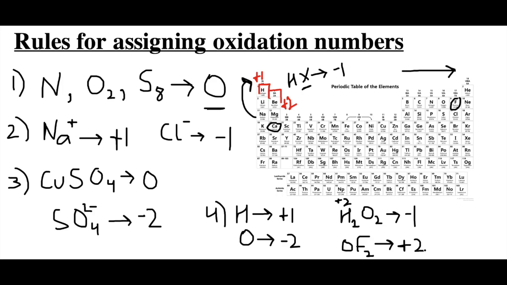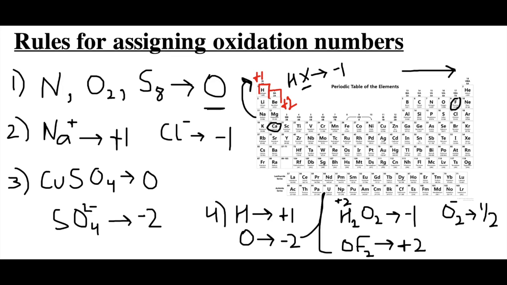Another exception for oxygen is when it's present in superoxides, such as the superoxide anion O2 minus. This is a superoxide anion. Its oxidation number is -1/2. But outside these cases, the oxidation number of oxygen is always -2.